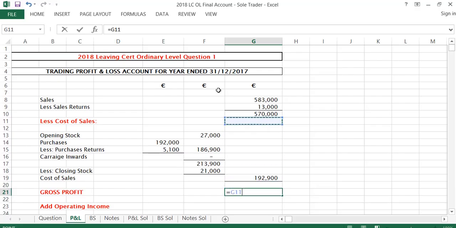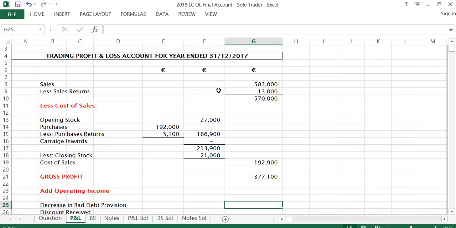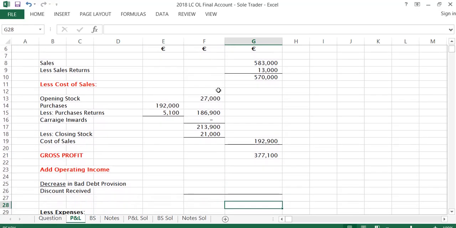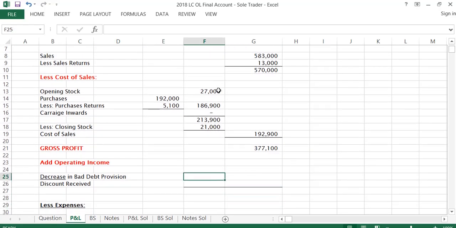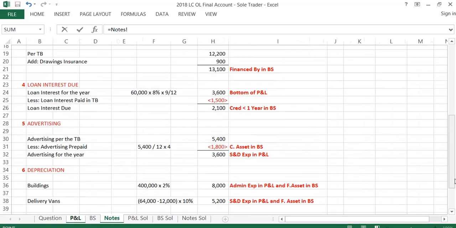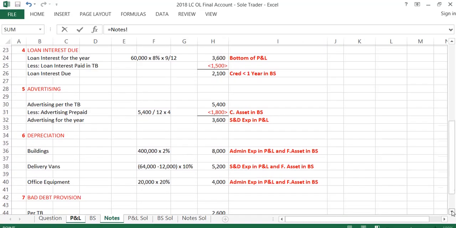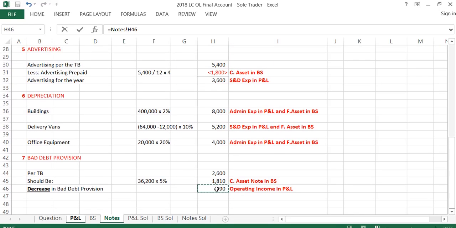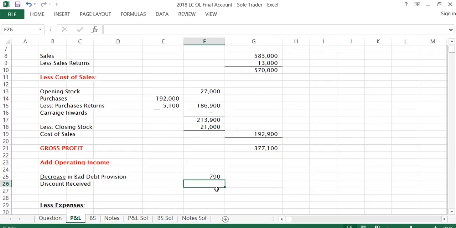And as always, my sales less my cost of sales give me a gross profit of 377,100. Now we're going to have to add any other income that we have apart from sales. So the first thing is the decrease in the bad debt provision that we spoke about a couple of minutes ago. There was a decrease in the bad debt provision as opposed to an increase. So the decrease is 790, that will go in operating income.